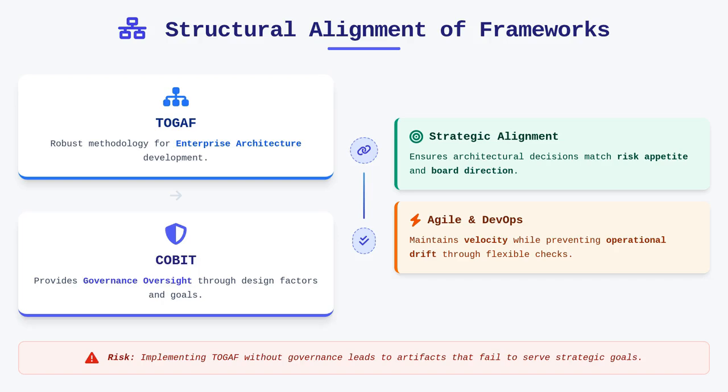This approach extends to Agile and DevOps environments as well, where the rapid, iterative nature of development can sometimes conflict with traditional oversight. COBIT recognizes these delivery models by providing a flexible framework that supports velocity while maintaining the necessary checks and balances to prevent operational drift.